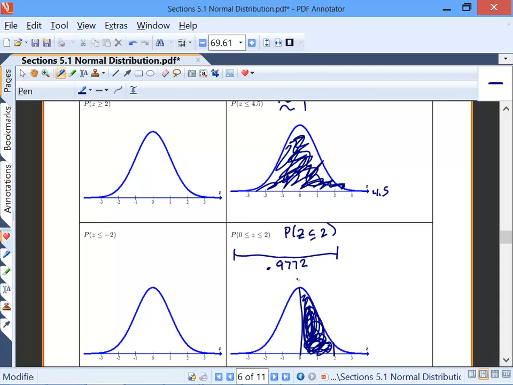Okay. And then I can find the area from 0 to the left. If you look up 0 on your chart, what are you going to get? Should be 0.5, because we know it's centered at the mean, and my mean is 0. So the probability that z is less than or equal to 2 minus the probability that z is less than or equal to 0. So 0.9772 minus 0.5, so 0.4772. If you take the bigger area minus the smaller area, you do get the area in between.